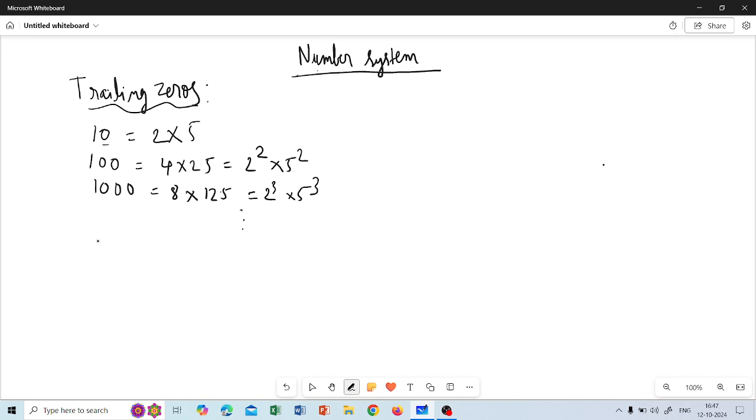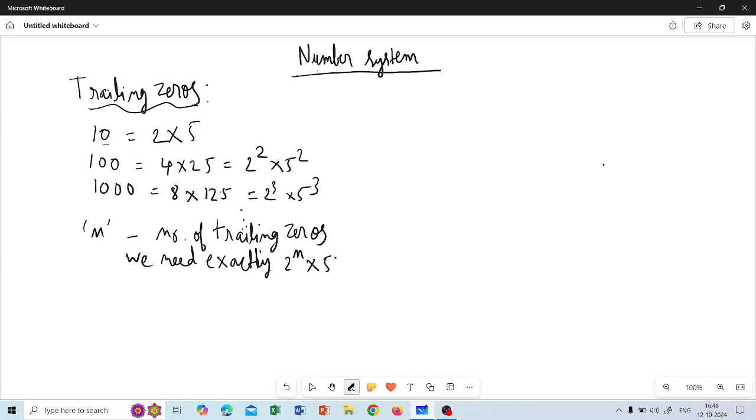With this we can assume that if n is the number of trailing zeros, we need exactly 2 power n cross 5 power n, or n combinations of 2 into 5 products.